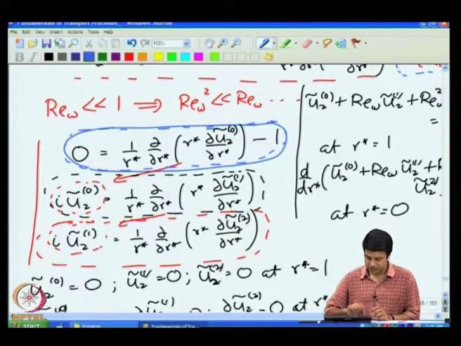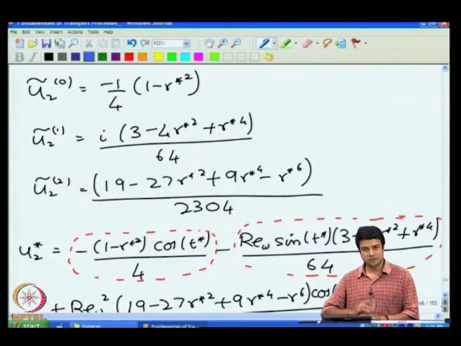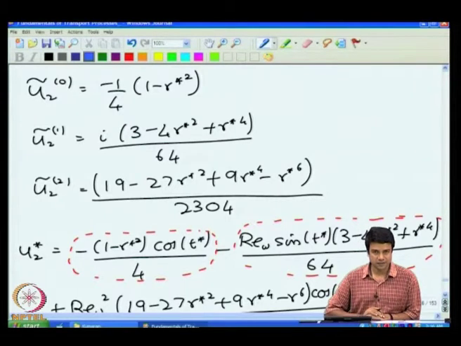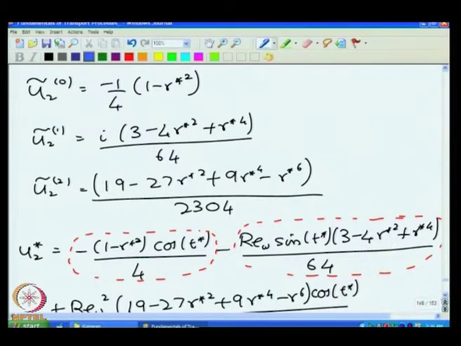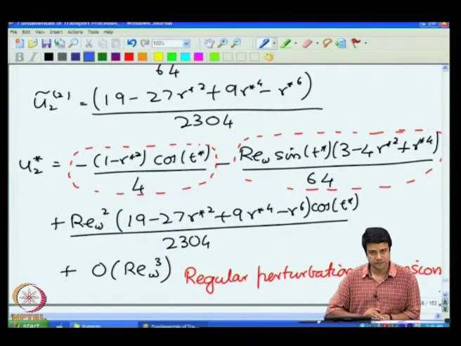Okay. So, this was called the regular perturbation expansion, and I showed you how to get the solutions at each order in the expansion and put those together to get the final solution. Okay, it is called the regular perturbation expansion.